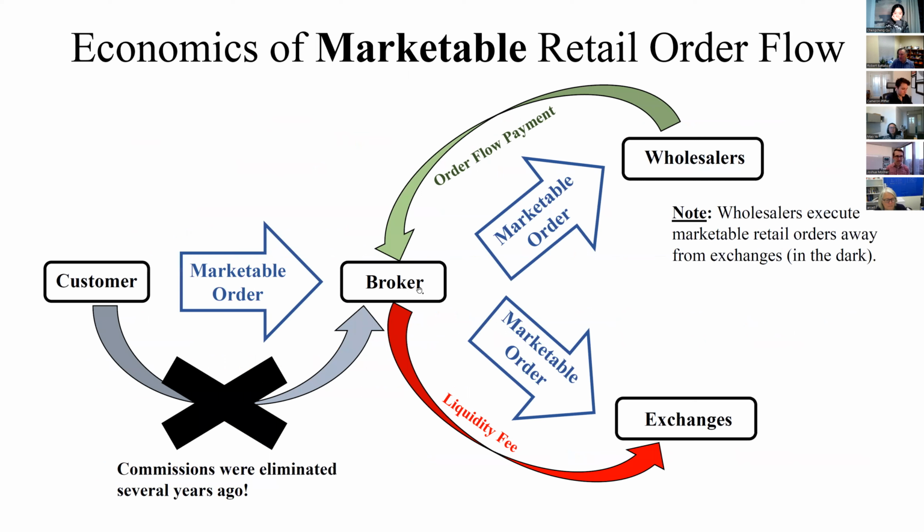Okay. So again, I think everybody here is aware that when a marketable order gets placed with a broker, the broker can either route it to an exchange and pay a liquidity fee, or if a wholesaler will accept the order, they can route it to a wholesaler and can either get a payment or not be charged. Okay, and so this is the economics. Again, in this audience, I probably don't need to show this slide.